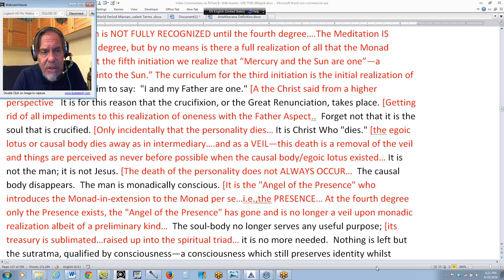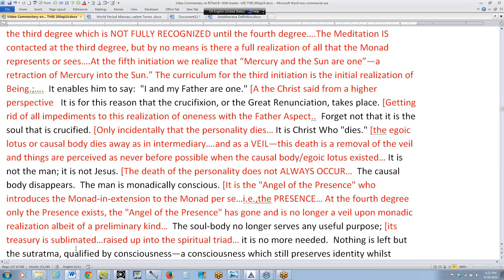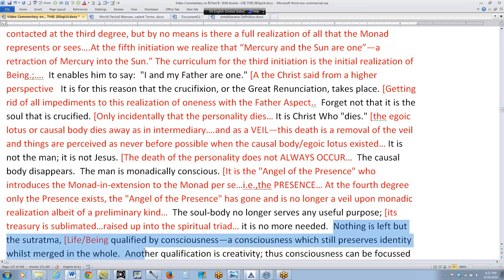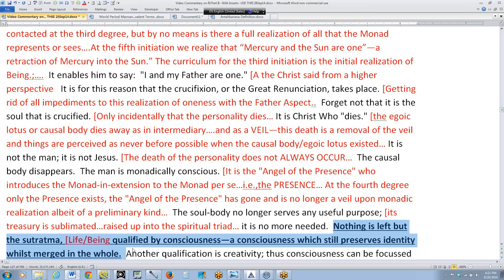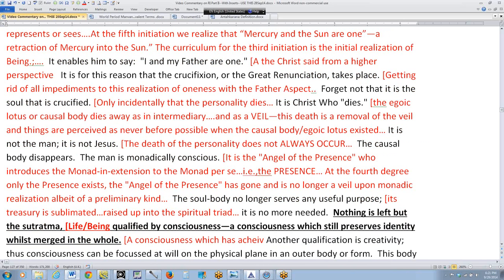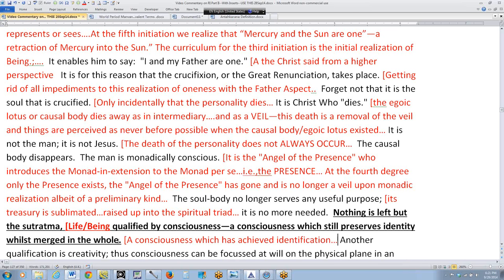The soul body no longer serves any useful purpose. It is no more needed. Nothing is left but the sutratma, which is, let's call that life, being, qualified by consciousness, a consciousness which still preserves identity whilst merged in the whole. Now, in other words, a consciousness which has achieved identification. Okay, and what is identification? It is realization, occult experience, esoteric experience, and absorption into the whole.